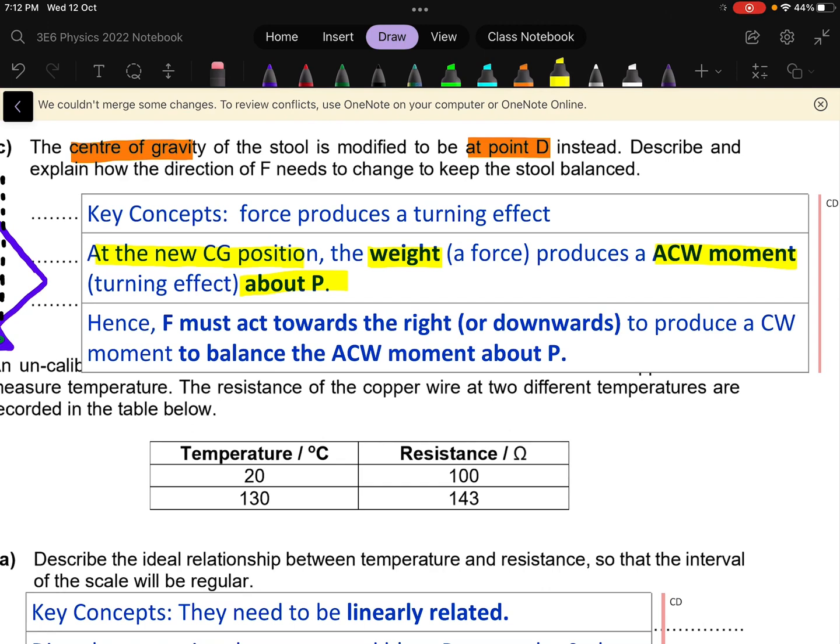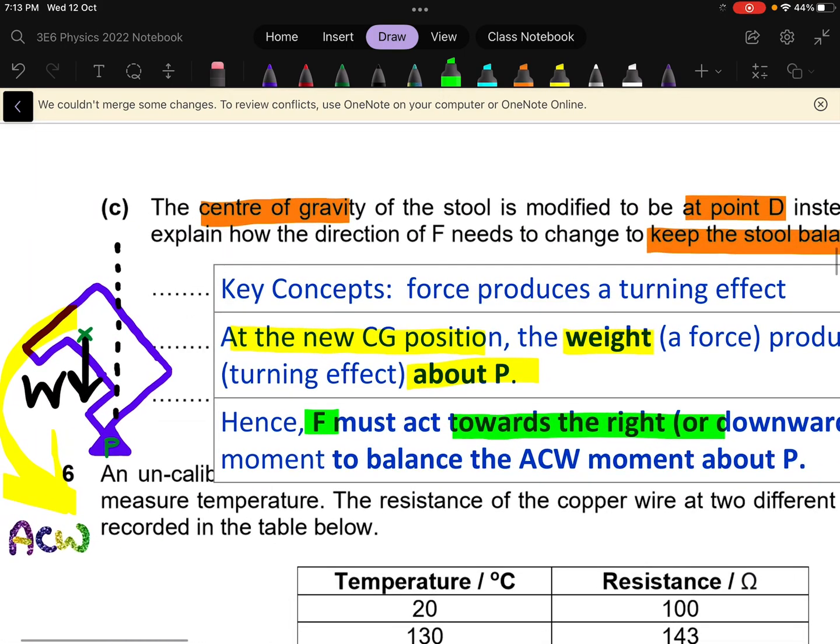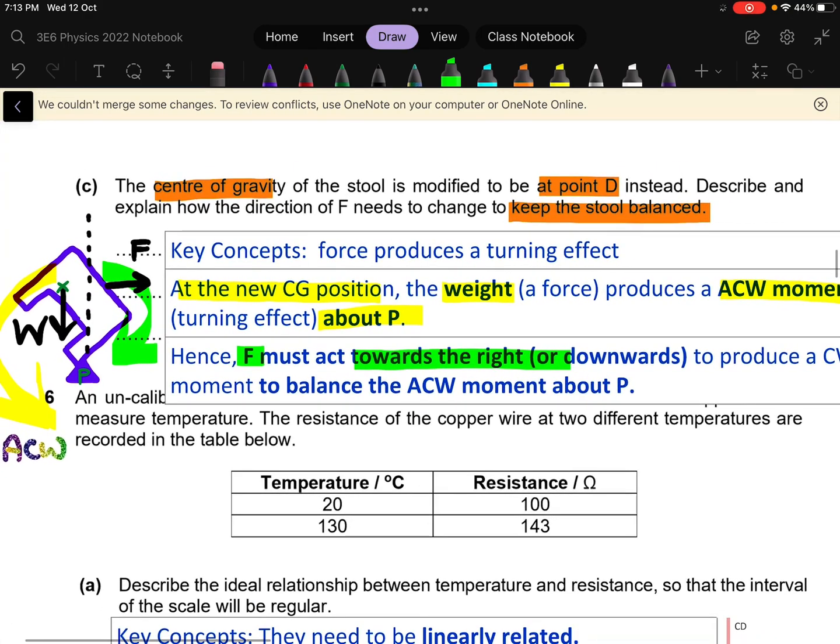And because now the weight is producing an anti-clockwise moment, if we want to keep the stool balanced, we must then change F to act towards the right. So for example, if F is now acting towards the right, F will now produce a clockwise moment, and this particular clockwise moment would allow us to balance the anti-clockwise moment produced by the weight.